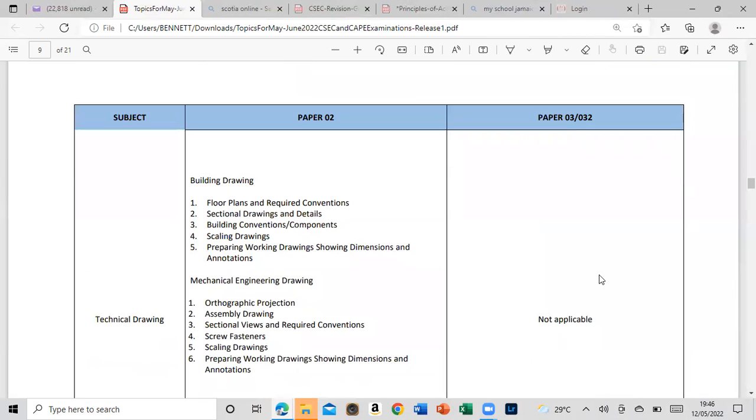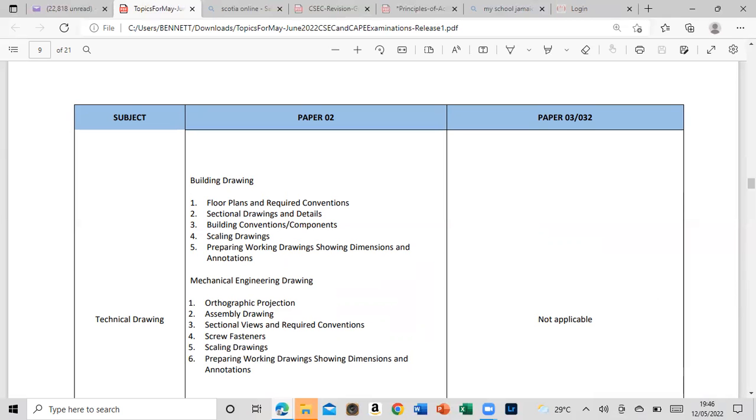All right. Building technology. So floor plans and required conventions, sectional drawings and details, building conventions and components, scale drawings, preparing working drawings showing dimensions and annotations. Mechanical engineering drawing: orthographic projection, assembly drawing, sectional views and required conventions, screw fasteners, scaling drawings, and the last one, preparing working drawings to show dimensions and annotations. All right.